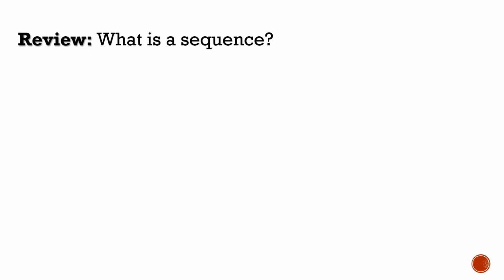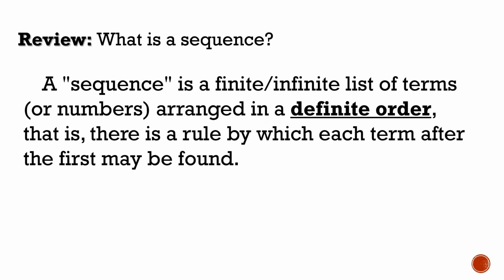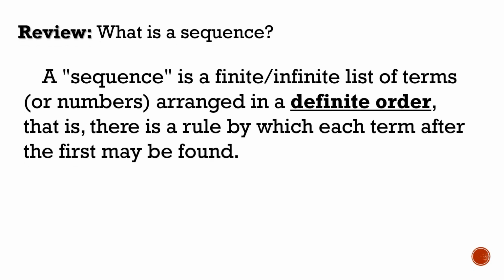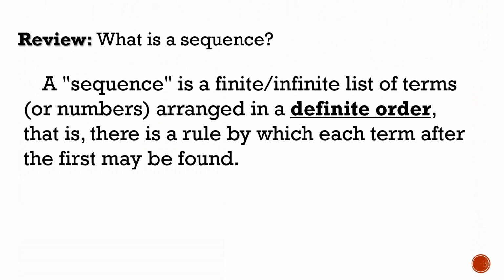Let's begin with a review of what we mean by a sequence, specifically a number sequence. A sequence is a finite or infinite list of terms of numbers arranged in a definite order. That is, there is a rule by which each term after the first may be found. Just like last lesson we had arithmetic sequence, this time we will be having a geometric sequence.